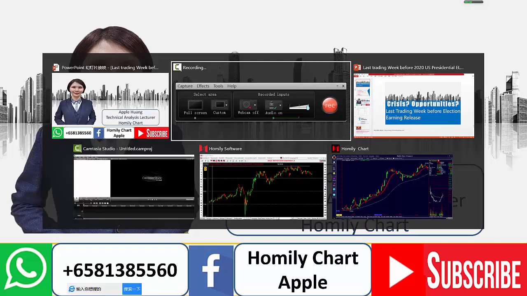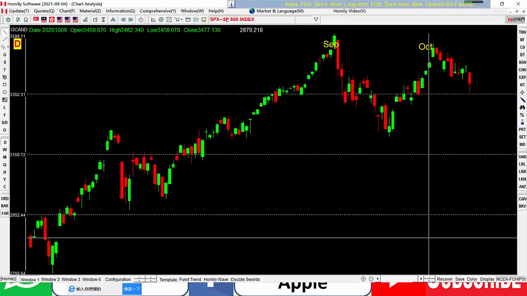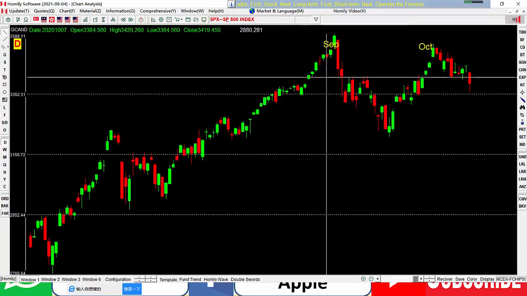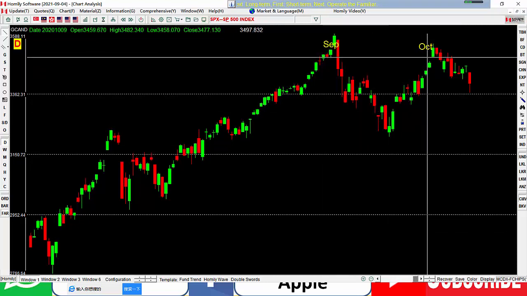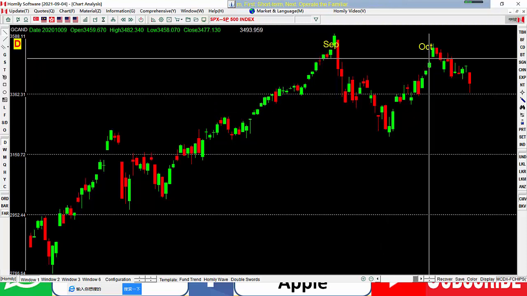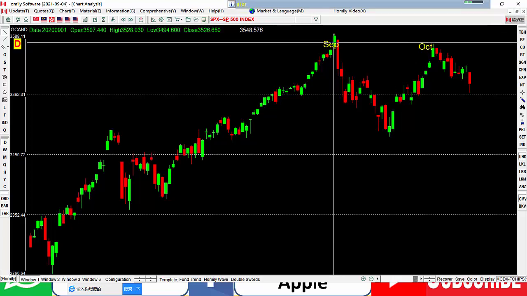Alright, so let's start with the chart. I use Homely Chart for technical analysis. Alright, we can see S&P 500 formed a high in September. Then it pulled back and moved up again. The latest high in middle October is lower than the high in September.